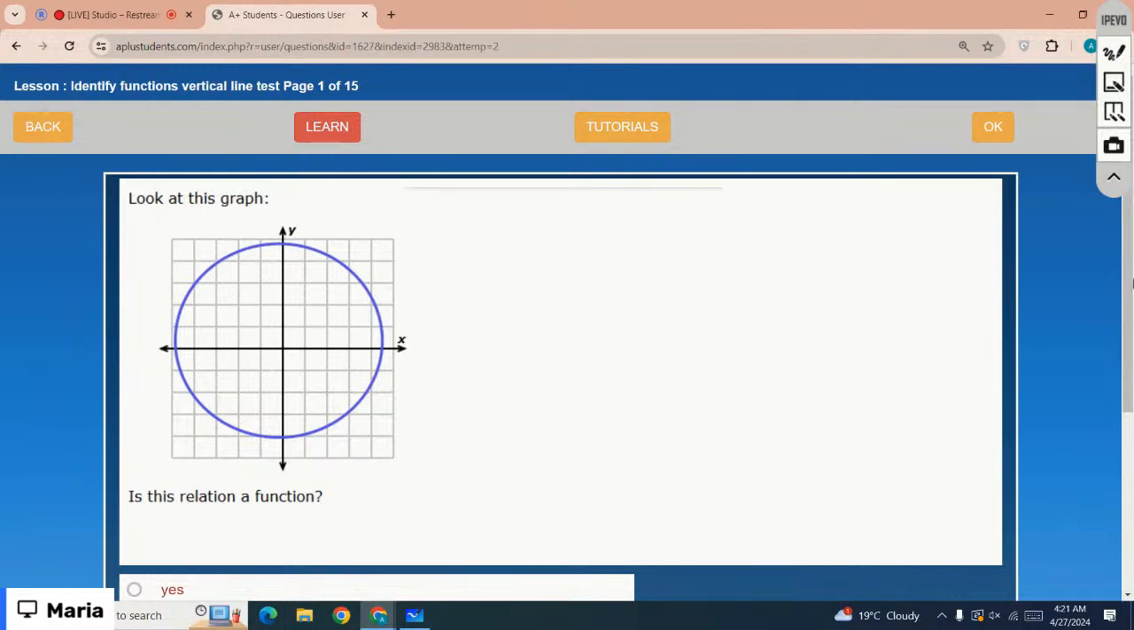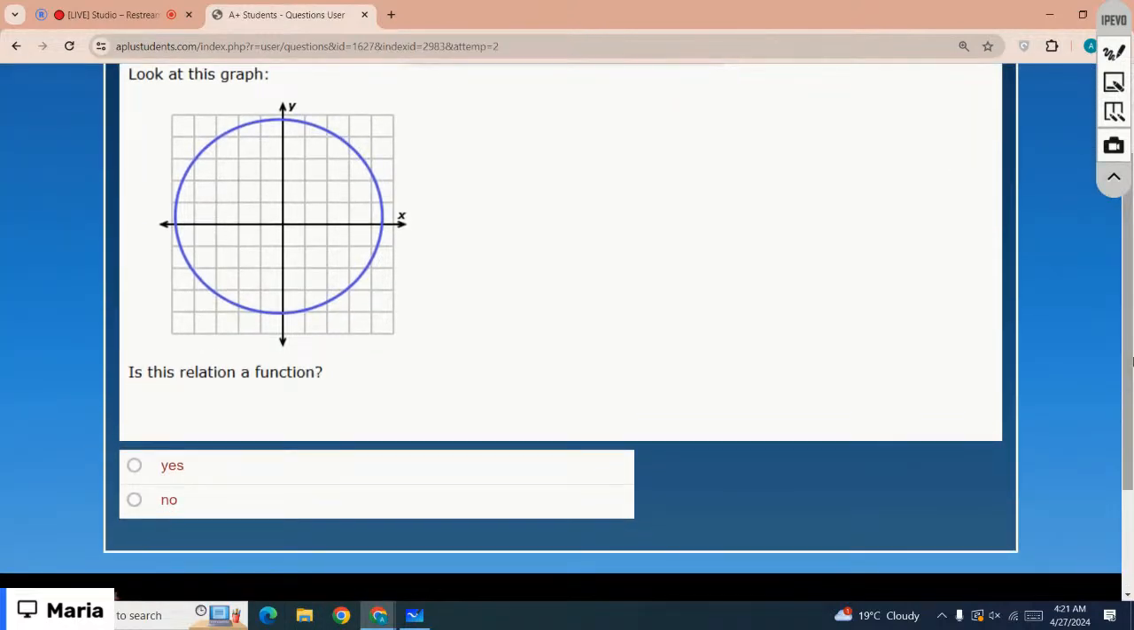Is this relation a function? That's the one we just did in the tutorial. Which is the correct option? The correct option is no. Because if you draw a vertical line, the graph intersects at more than one point, right? So that means this isn't a function. The correct option is no.